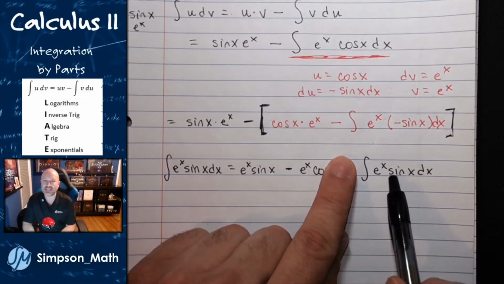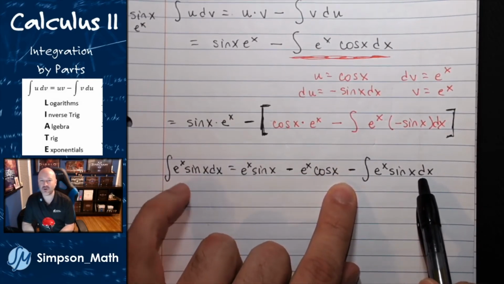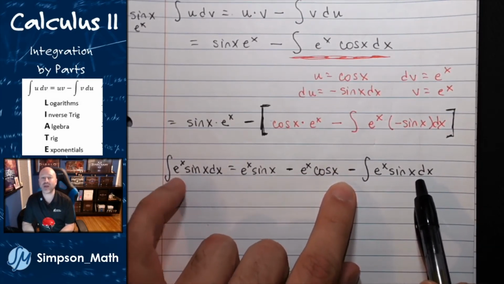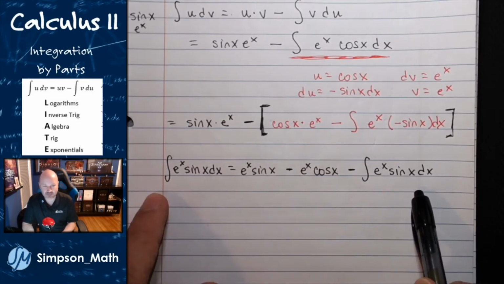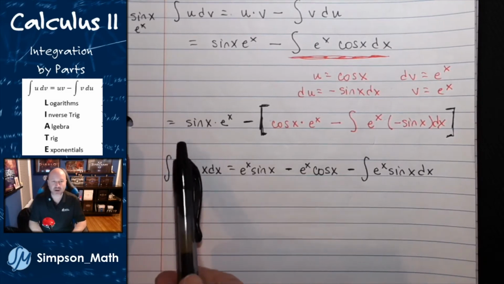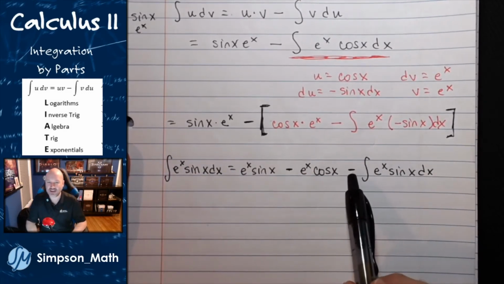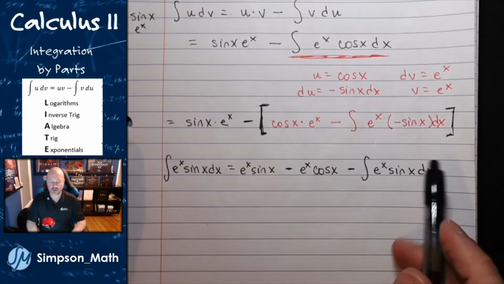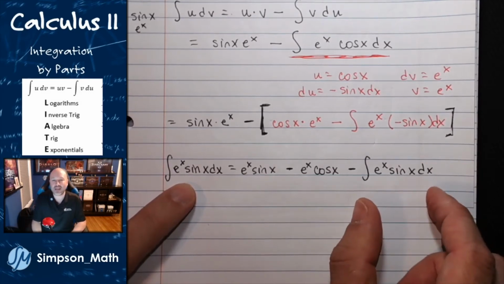But notice what we just found. The integral of e to the x sine of x dx, that's what we're looking for. That's what we started with. That's what we were asked to find. It's sitting right there in this equation. In fact, I see a positive integral here, and on the other side of the equation I have a negative same integral. So these are like terms. I'm going to put them on the same side of the equation. I'm going to combine my like terms.